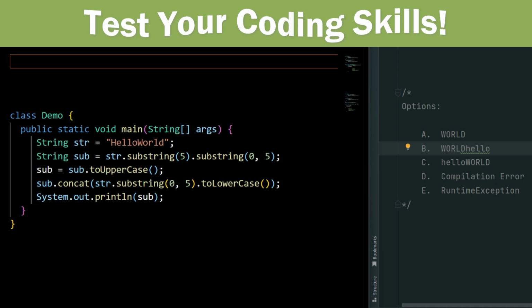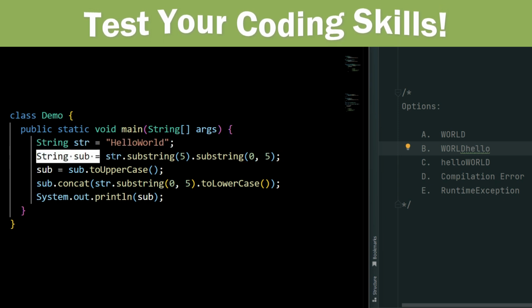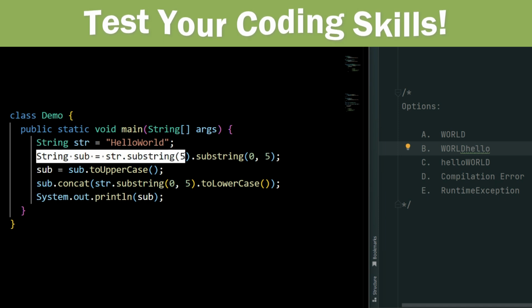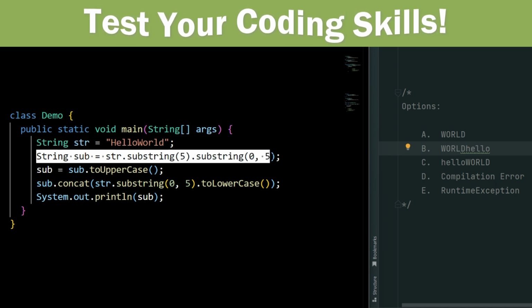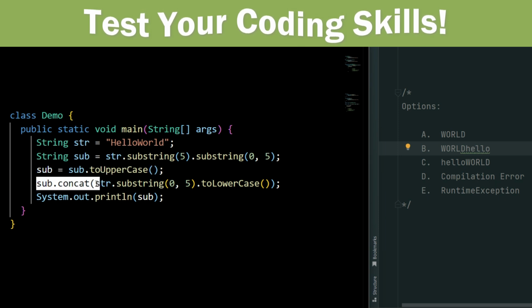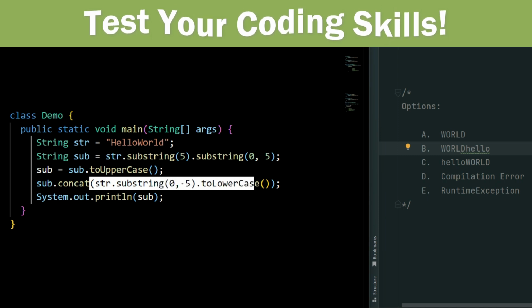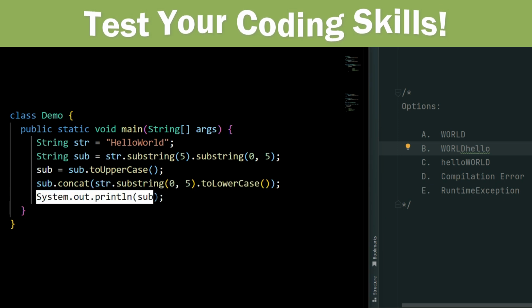So with this note, let us begin the question. The question goes like this. There is a string str equal to hello world. Then we have a string sub which is equal to str.substring 5 dot substring 0 comma 5. Okay, then we say sub equal to sub dot to uppercase. Then we say sub dot concat, we concat str dot substring 0 comma 5 dot to lowercase. Okay, and then we print the value of sub.